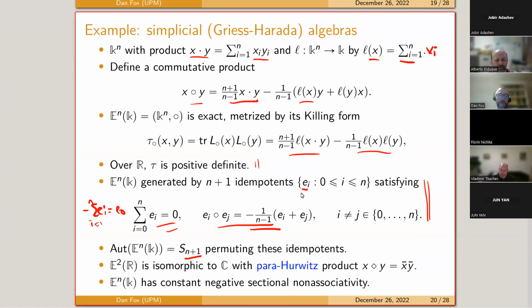And the n equals two case is isomorphic to the usual para-Hurwitz algebra, which is the complex numbers with this isotopic multiplication given by the conjugation. And it's a computation to show that this has constant negative sectional non-associativity when metrized by its Killing form. And I call these simplicial algebras because of this relation down here, but they were actually studied by Gric and Harada in the 1970s.